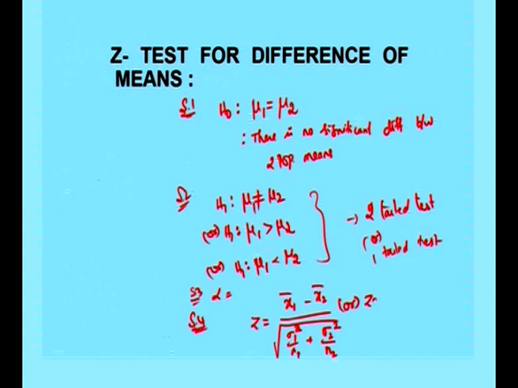All these formulas have been extracted from the central limit theorem, right. Now, when the population standard deviations or population variances are not available, you can use S1 square by n1 plus S2 square by n2. So, the same formula with Z is equal to x1 bar minus x2 bar divided by root of S1 square by n1 plus S2 square by n2.